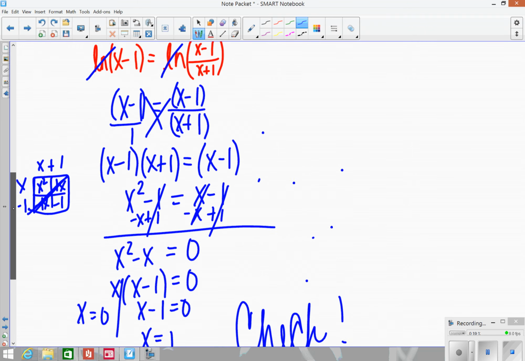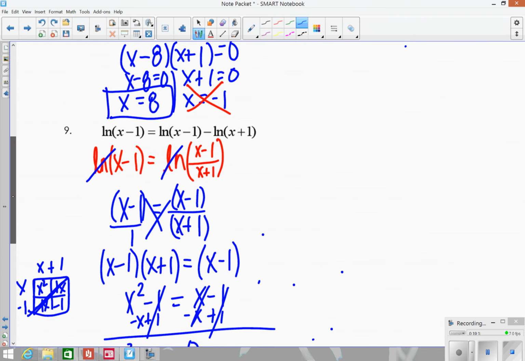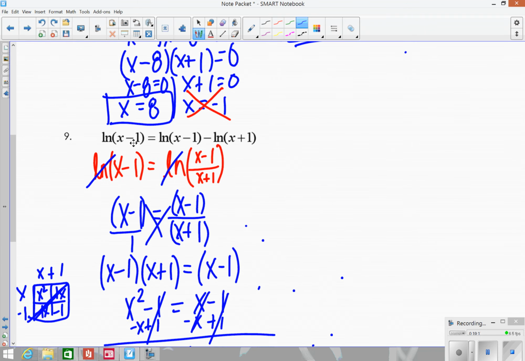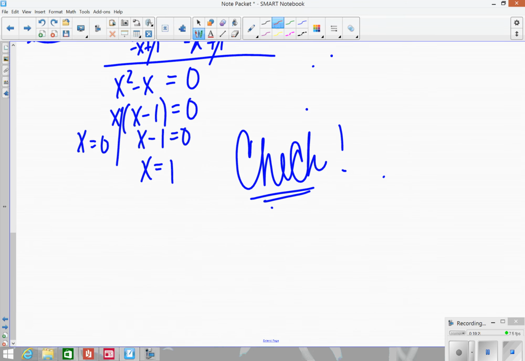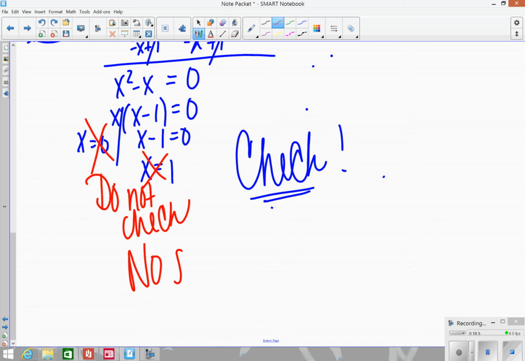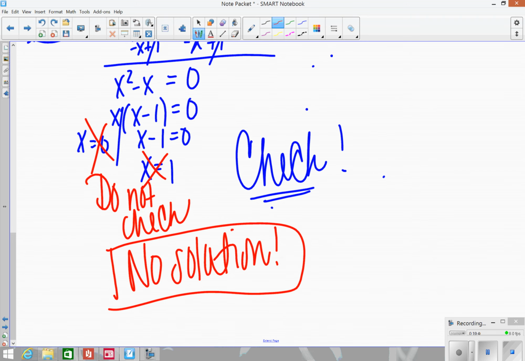So when I check, if I plug in 0, I'm going to get negative 1. I can't take a log of negative 1. If I plug in 1, I'm going to get 0, and I can't take a log of 0. So basically both of these do not check. So that tells me my answer is no solution to this, because both solutions I got don't check. And that's it.